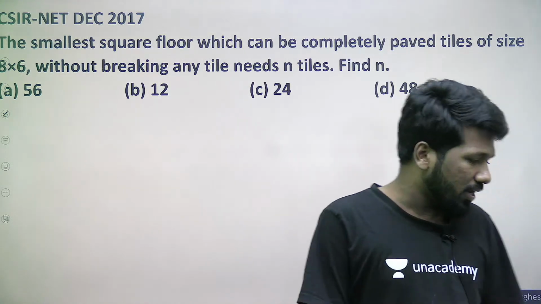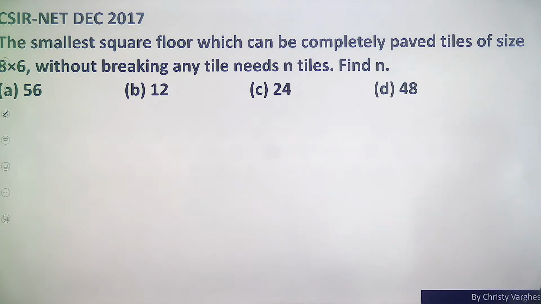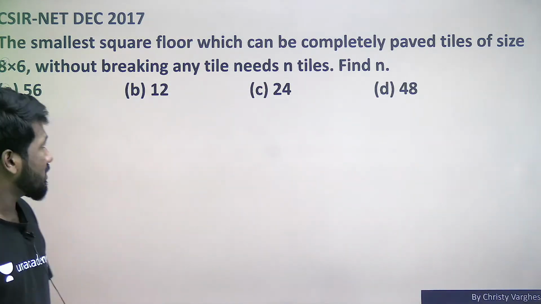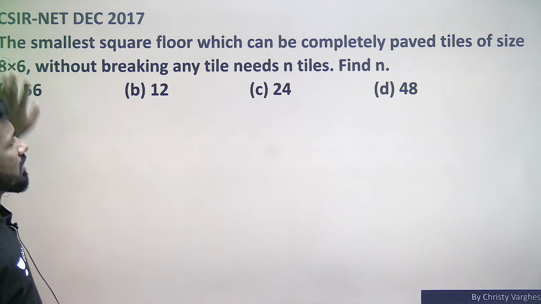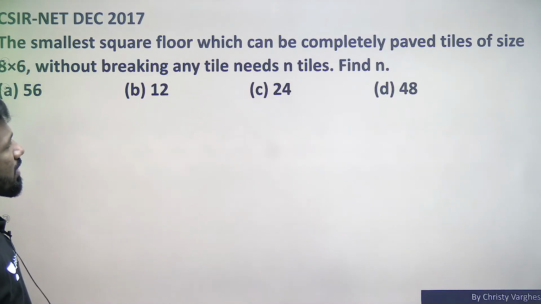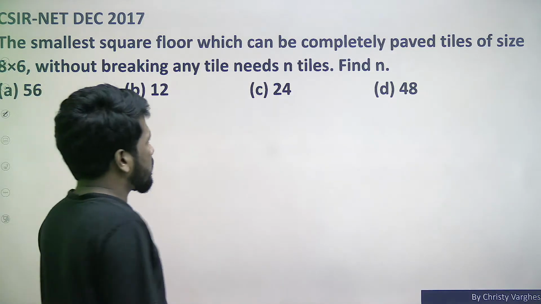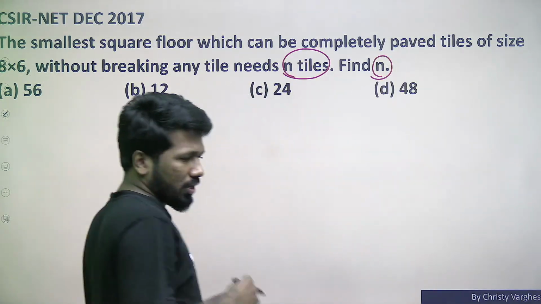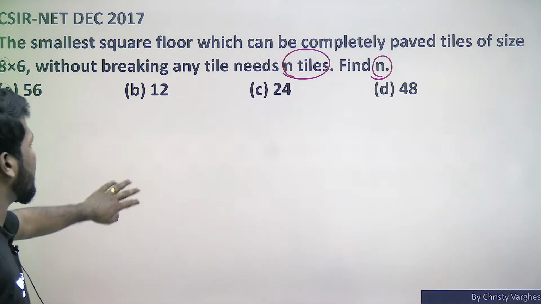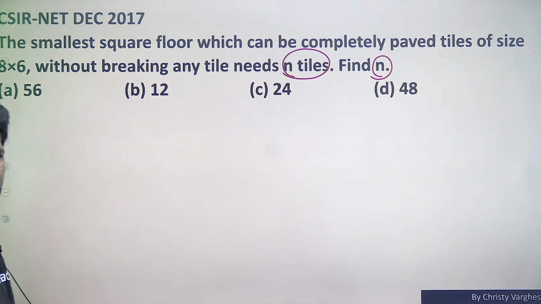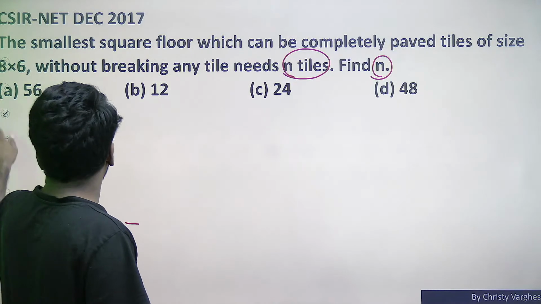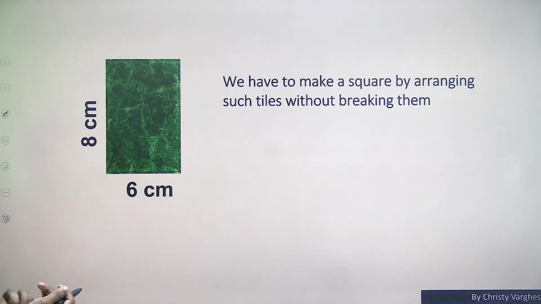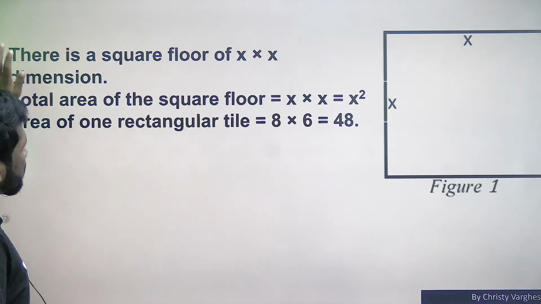But here also we can derive the idea clearly. ये स्क्वायर फ्लोर का डिमेंशन चाहिए, वो स्क्वायर फ्लोर मिनिमम होना चाहिए. सिर्फ 8x6 टाइल्स, आइडेंटिकल 8x6 टाइल्स यूज करके टाइल करना है. तो उसके लिए कितना टाइल्स चाहिए? n टाइल्स चाहिए, तो n का वैल्यू पूछा है. ब्रेकिंग अलाउड नहीं है एंड ओवरलैपिंग भी अलाउड नहीं है, वो तो ऑब्वियस है. सो 8x6 वाला टाइल्स अरेंज करना है, तो लुक एट दिस.